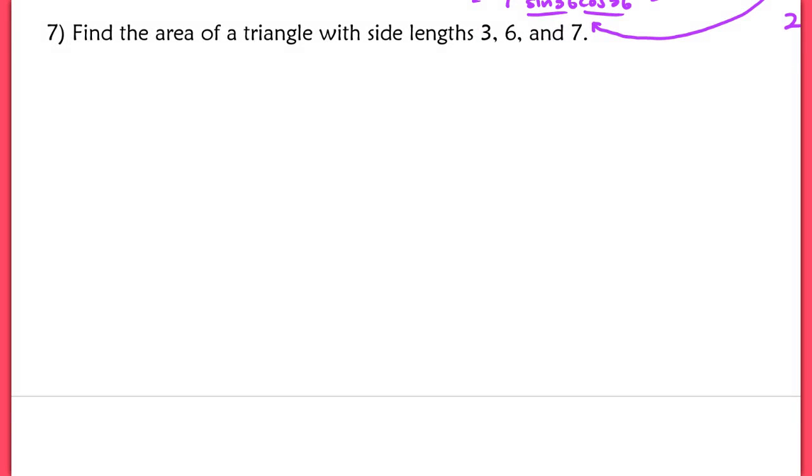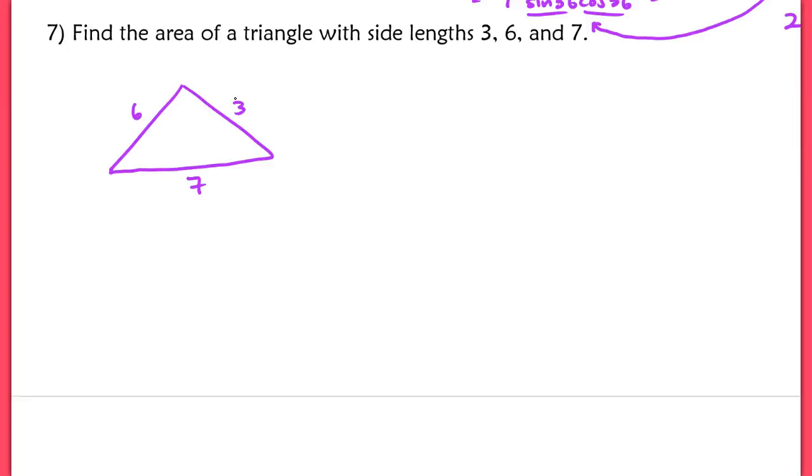Number 7 says find the area of a triangle with side lengths 3, 6, and 7. So we draw our triangle here, and you don't have to be an excellent artist. Just try to make it oblique if you can, since it's definitely not a right triangle. And then just label it as so. Okay, so we have 3 different side lengths. This is similar to the question that we had, number 4 on the top of our page. But basically, we want to find the area.